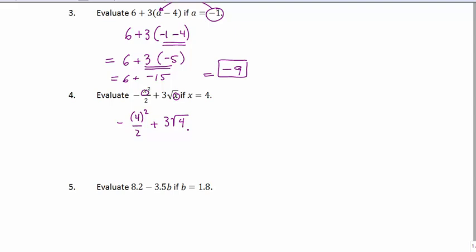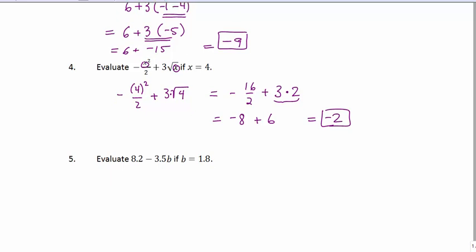I'm going to do my exponents, and roots actually have the same priority as exponents. This negative here is not part of the exponent. That's just a coefficient in front. So this is going to be negative 16 over 2 plus 3 times, this means times, square root of 4 is 2. Now I do my multiplication and division. So this division is negative 8. This multiplication here is 6, and negative 8 plus 6 is negative 2.